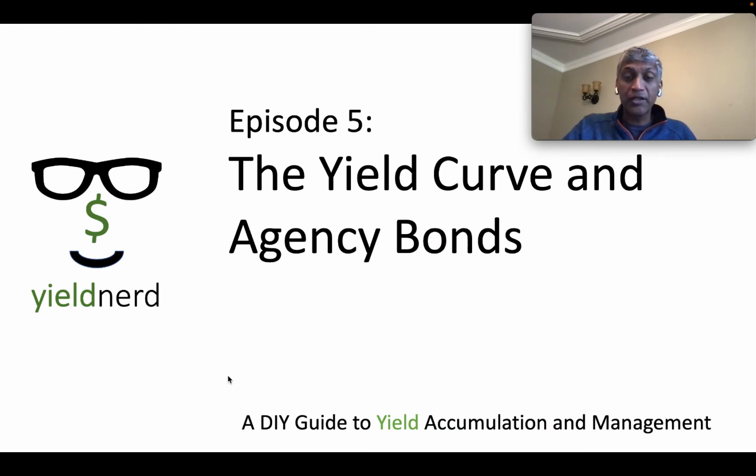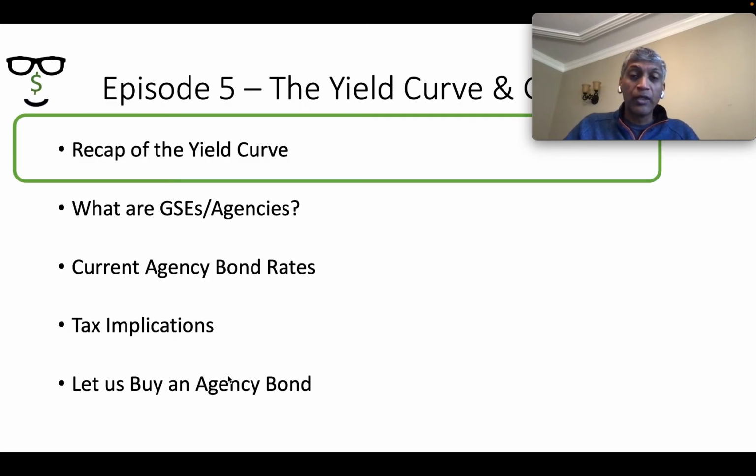Welcome, yield nerds. It is time for episode 5. We're going to be talking about the yield curve again, because that is basically what we are going to be managing throughout this show. And we will then be applying it to agency bonds and understanding what an agency bond is. So in this episode, we'll cover first a little bit of a recap of what the yield curve is, what did we learn when we traded treasuries and so on.